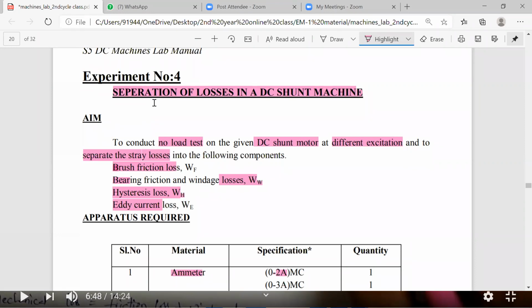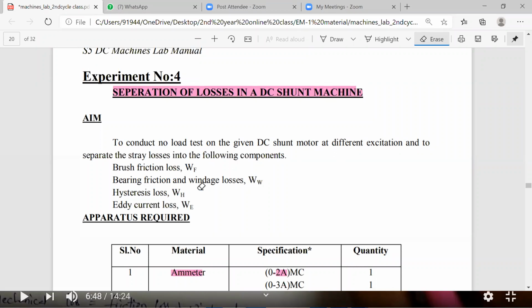One is frictional losses at brushes. We have 2 carbon brushes in any DC machine. Frictional losses at brushes means the brushes are in continuous contact with the commutator. Because of friction, some losses occur in between the commutator and brushes. That loss is treated as brush frictional loss, and it is represented with WF.